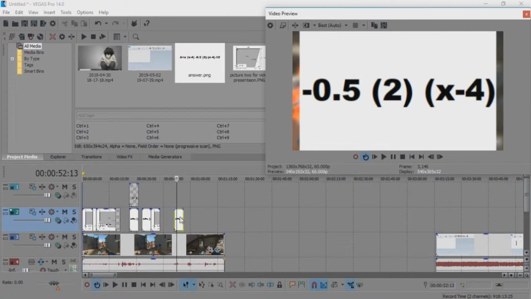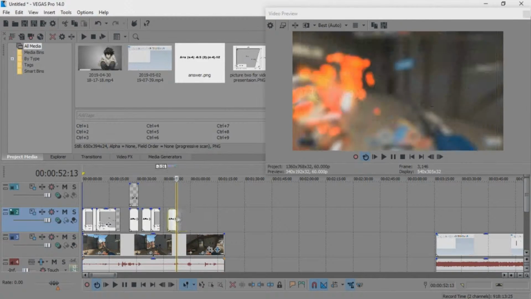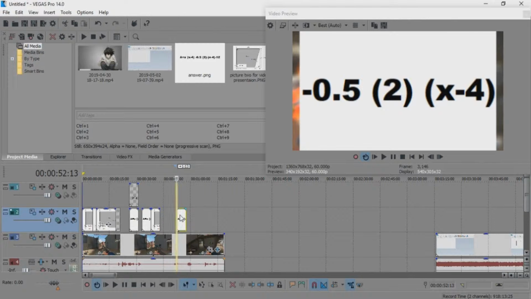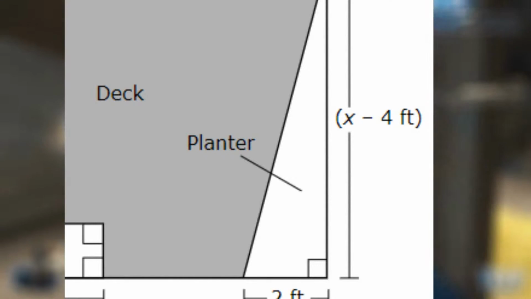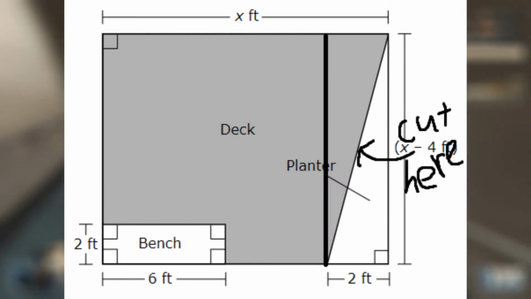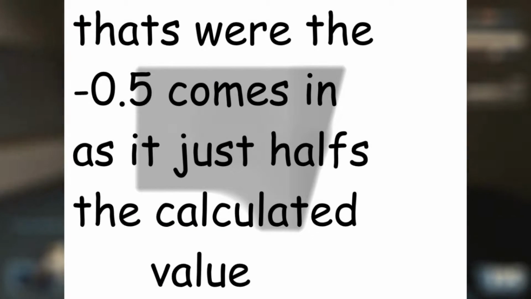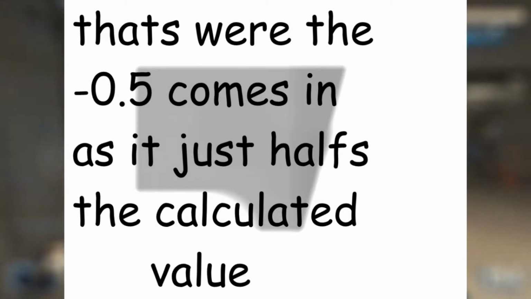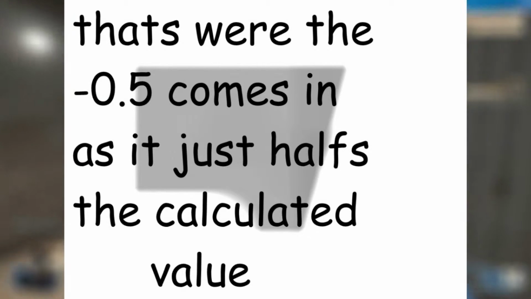So, the planter went first in our answer, so we'll place that here first. So these three numbers all make up the triangle and its value, starting with the 2, which is the 2 feet at the bottom, times (x minus 4), which is the wall, and then you have to cut it in half, because obviously those two would give you a rectangle. Once you cut it in half along this line against the theoretical rectangle that it has made, that's how you get the triangle and its value.